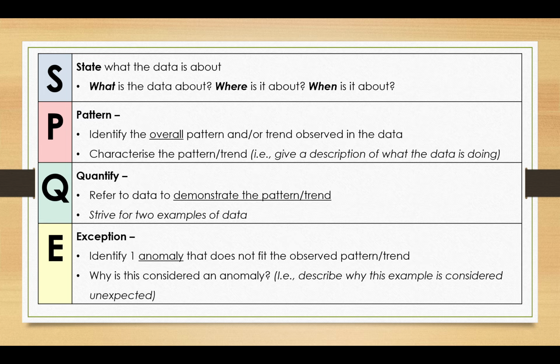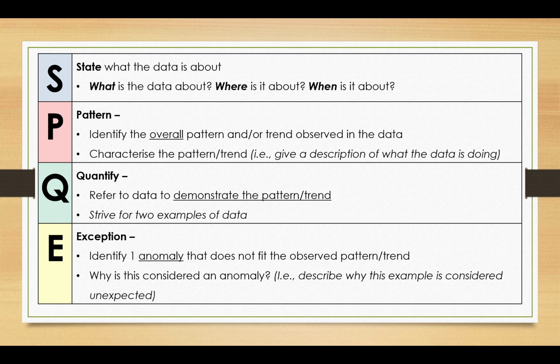Next, you want to identify the pattern. So in one sentence, identify the overall pattern or trend in the data and give a bit more detail to actually characterize that trend. So for example, is the data increasing rapidly? Is it increasing exponentially? Give a little bit of a description.